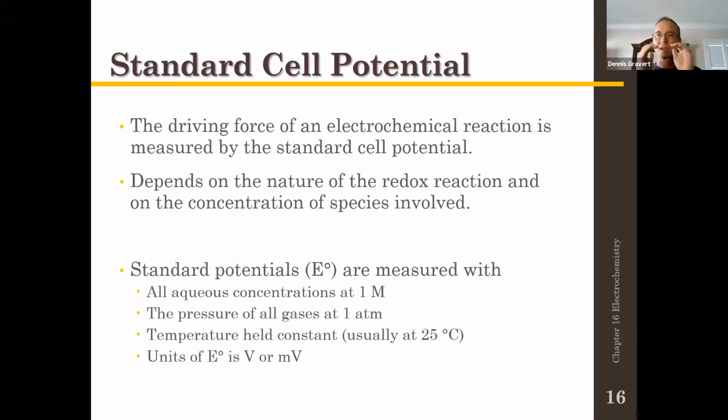So what we're going to do is ignore the concentration effect for a minute and say that when we make our cells, the standard way of doing it is to start with 1 molar solutions. Everybody's at 1 molar, so we don't see any changes with concentration. For people who want to be fancy and not use aqueous solutions, you can use gases in your redox reactions. But if you do, the standard way to do it is at 1 atmosphere of pressure.